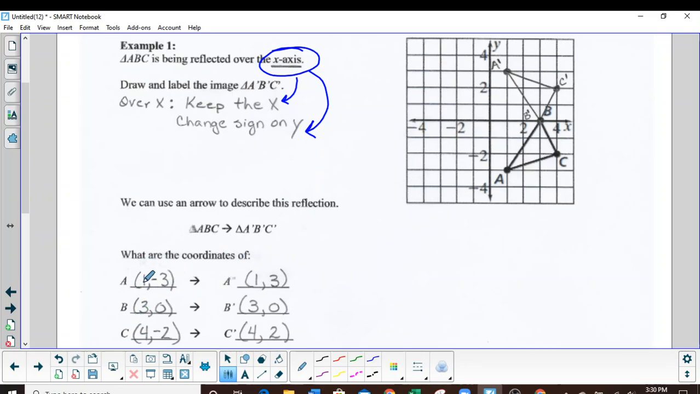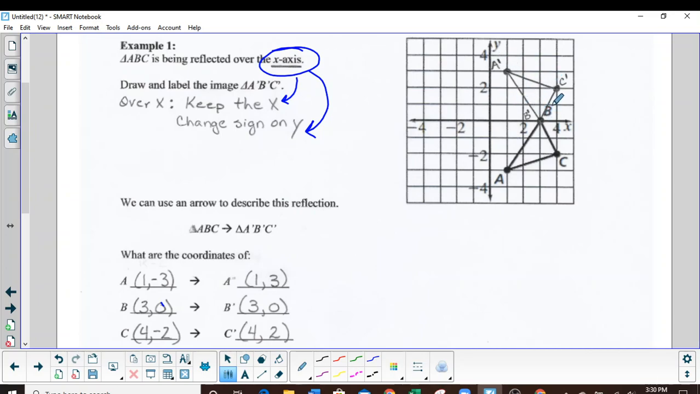Here's the original A. We're going to make A prime keep the x 1, but change the sign of the y to +3. Okay, B, 3, 0, keep the x. Since we have a 0, we can't change any signs. You just keep it 0. And then 4, -2 turns into 4, +2. And then you take these 3 points and replot the reflection over the x-axis of A prime, B prime.